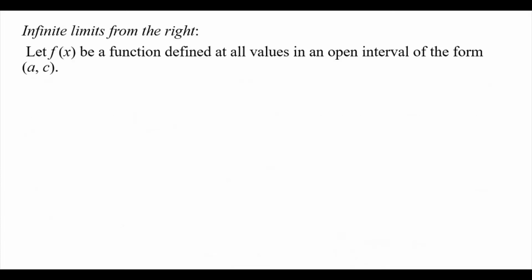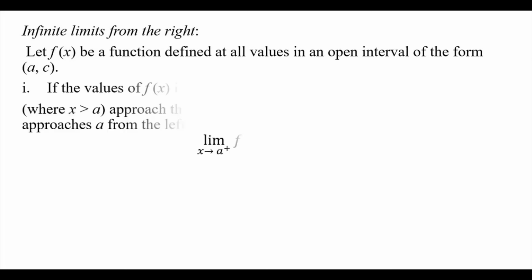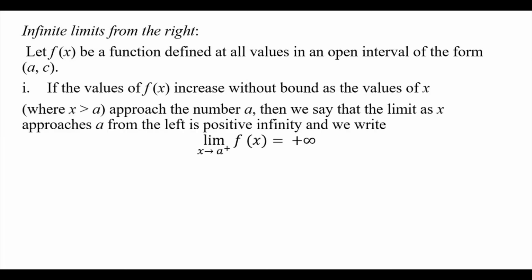Infinite limits from the right. So if we have the function f of x and it's defined on all of the values in the open interval (a, c), if the values of f of x increase without bound as the values of x, where x is greater than a, approach the number a, then we say that the limit as x approaches a from the right is positive infinity, and we write it in this format.